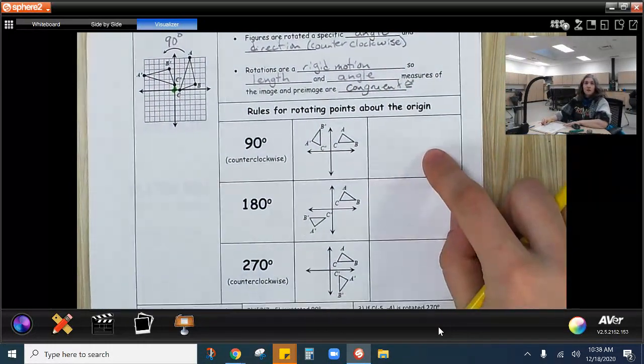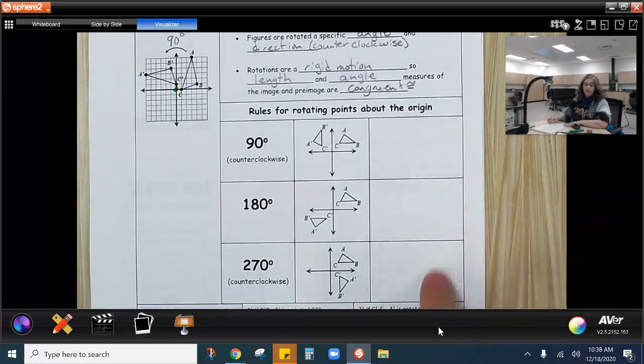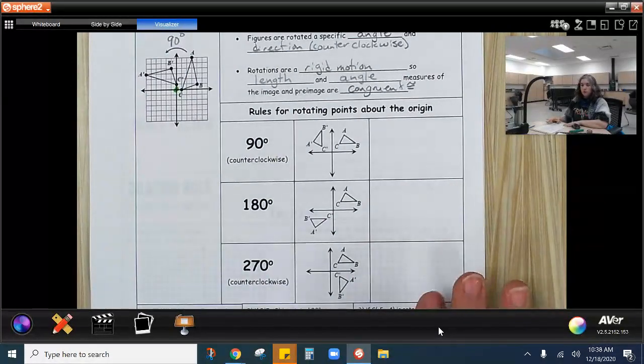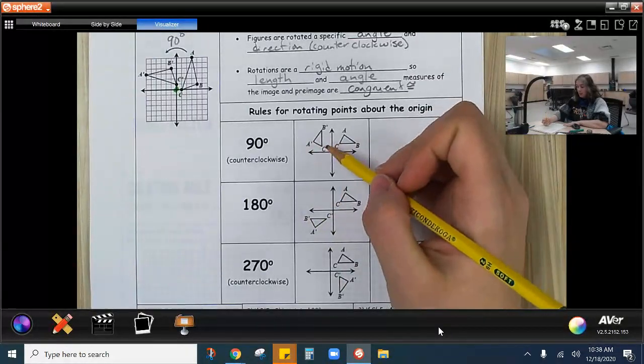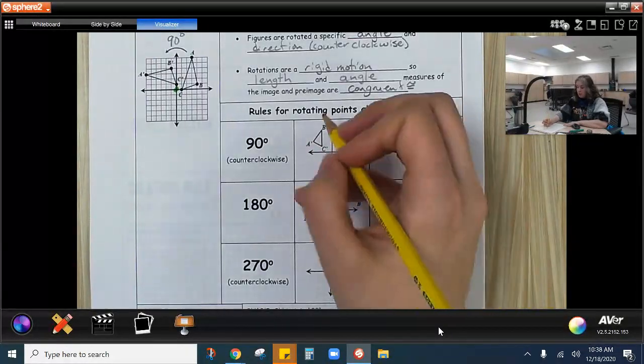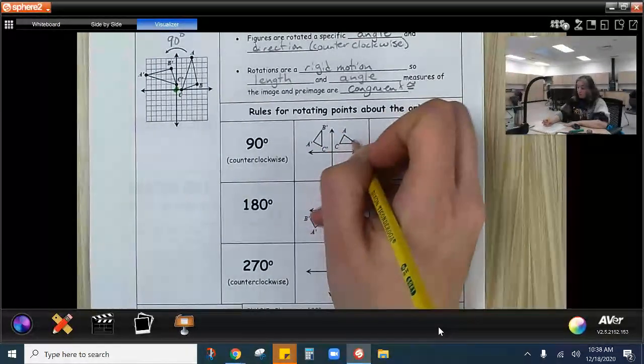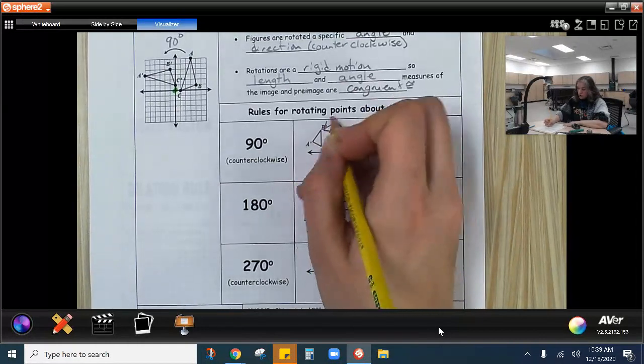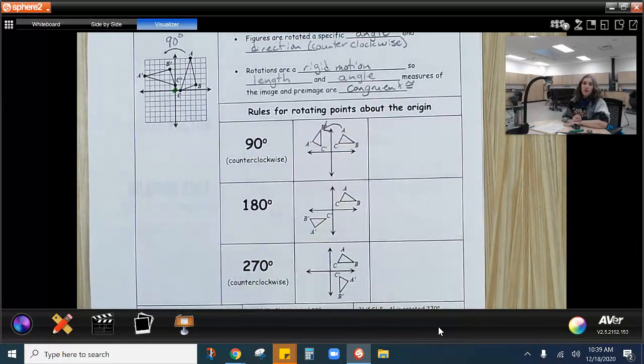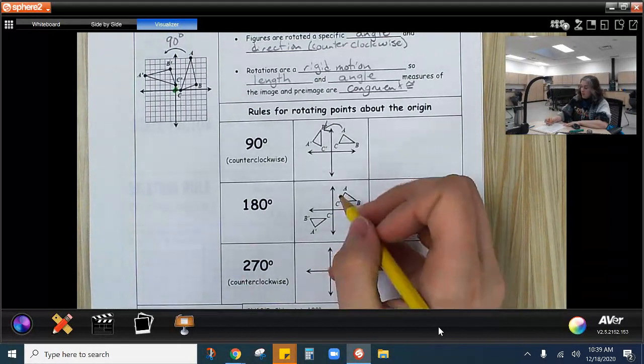I'm not going to tell you what the tricks are. All right, I don't want you to necessarily know those, but I want you to be able to look at these and say, okay, here's my image. I'm rotating it from my pre-image to my image. So that was a 90 degrees counterclockwise.